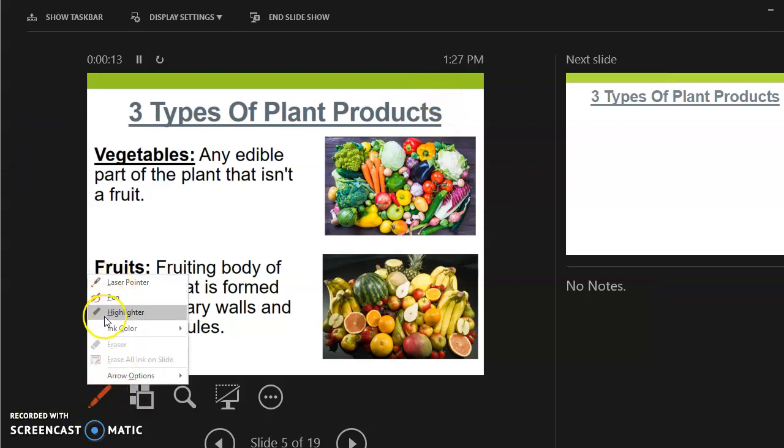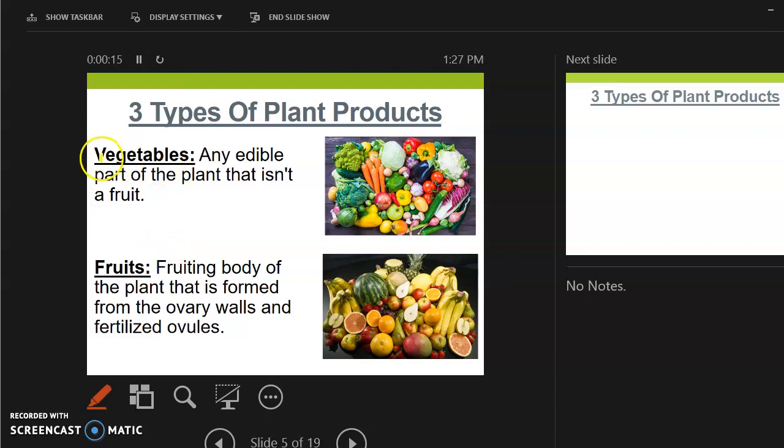Okay, so 3 types of plant products. We have vegetables, which are any edible part of the plant that isn't a fruit. So if it's an edible part of the plant but it's not the fruit, then it's called a vegetable. Fruits are going to be the fruiting body of the plant that is formed from the ovary walls.